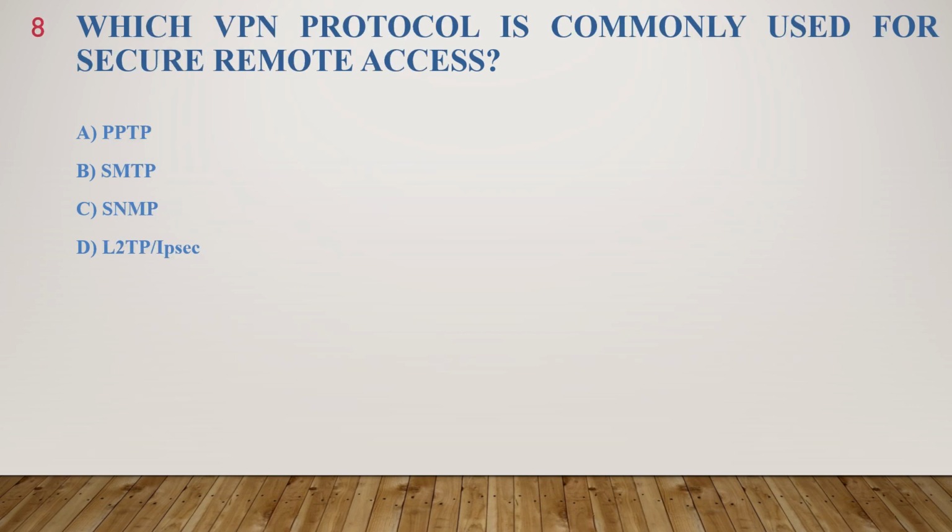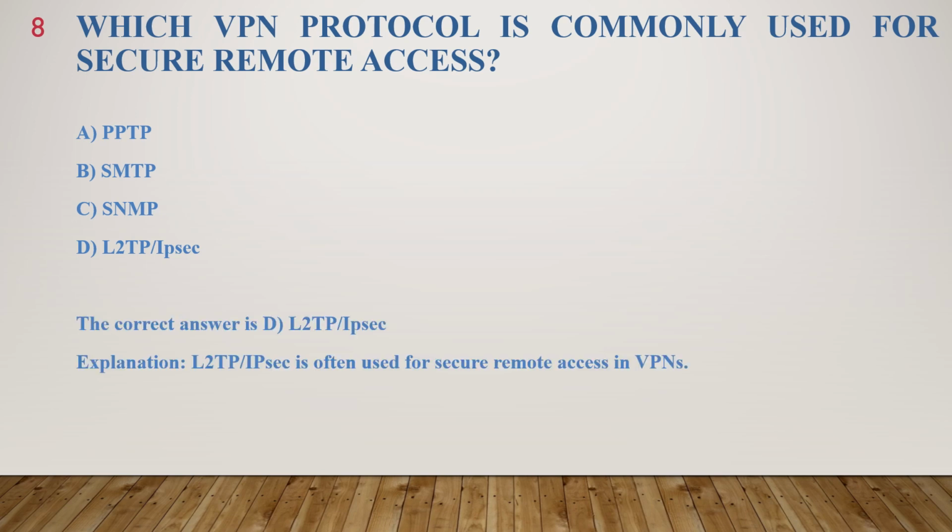Question number 8. Which VPN protocol is commonly used for secure remote access? A. PPTP, B. SMTP, C. SNMP, D. L2TP/IPsec. The most commonly used and secure VPN protocol for secure remote access is D.